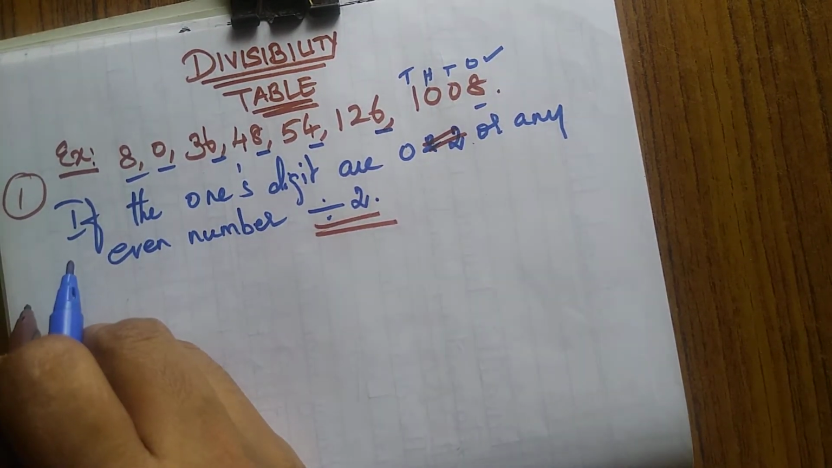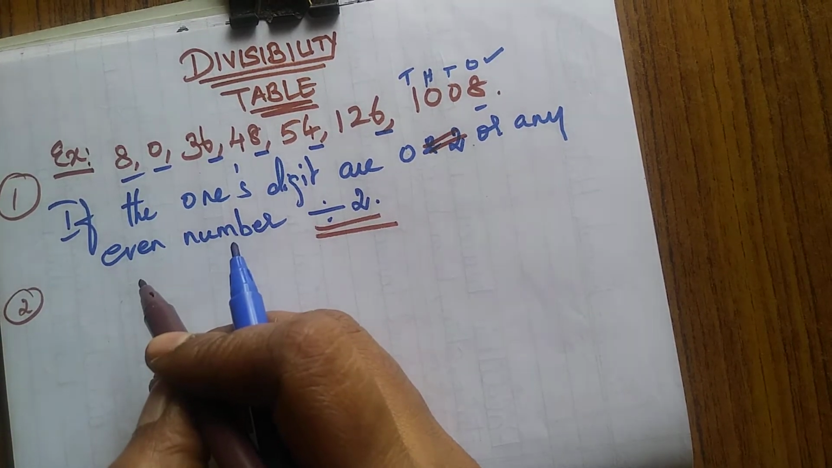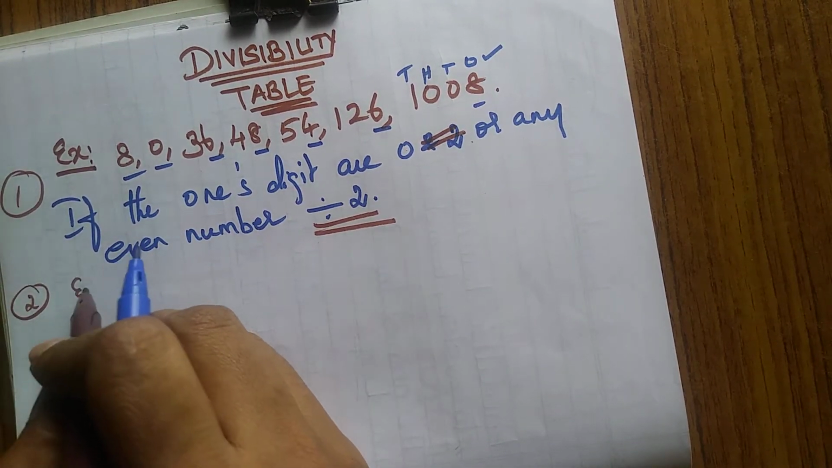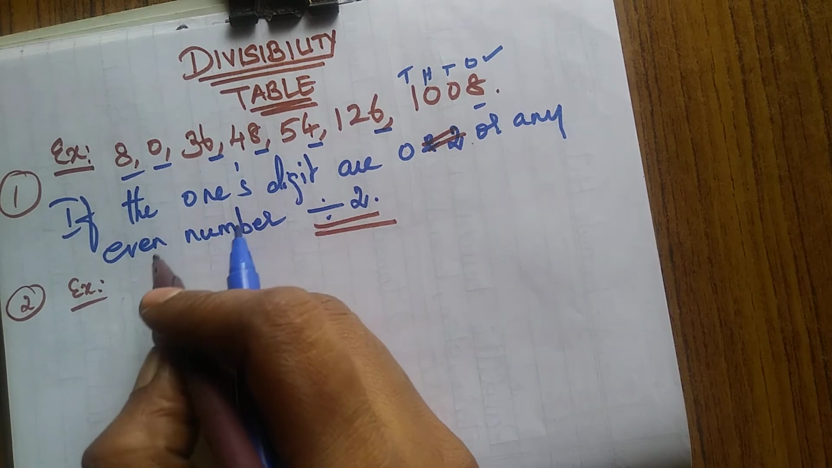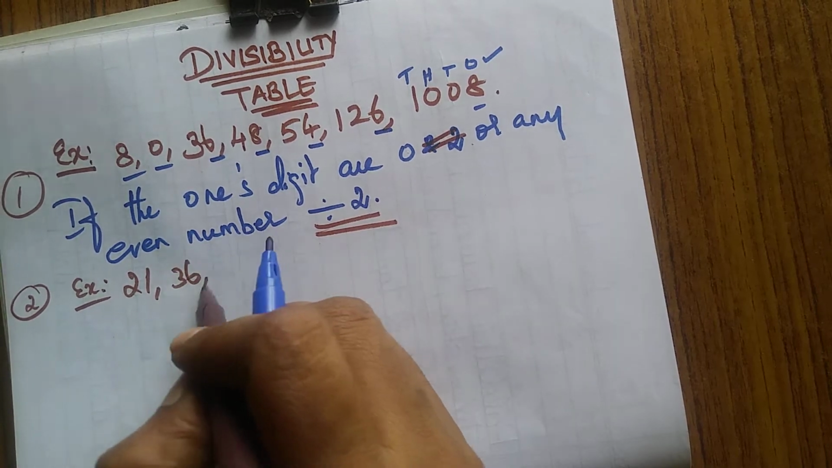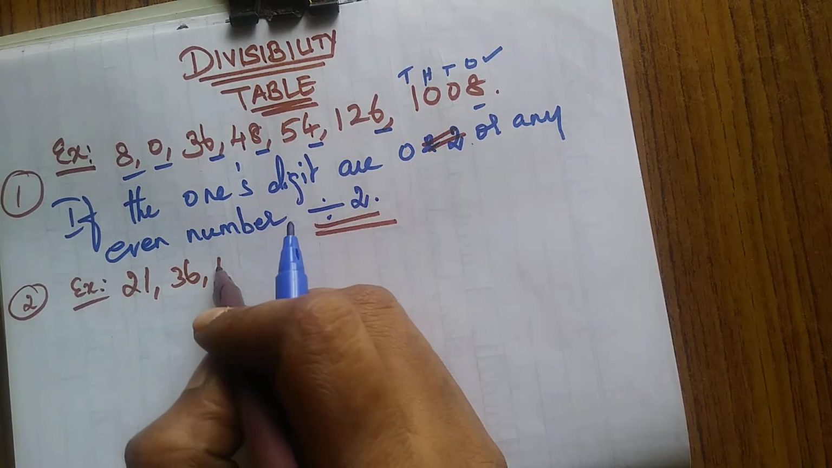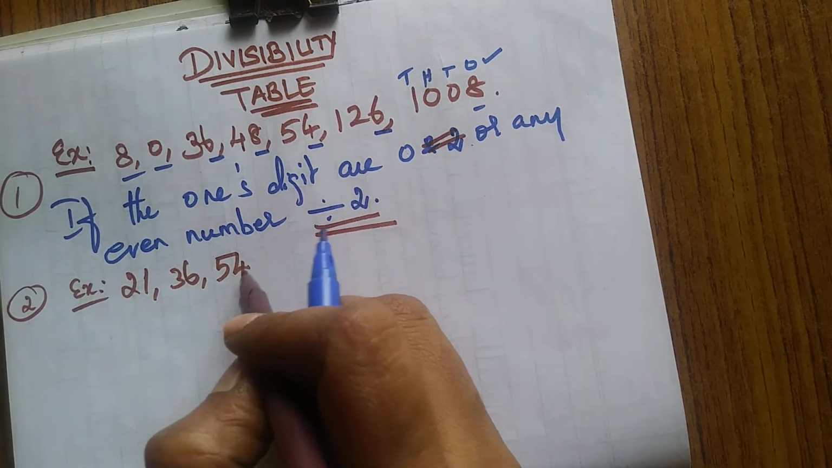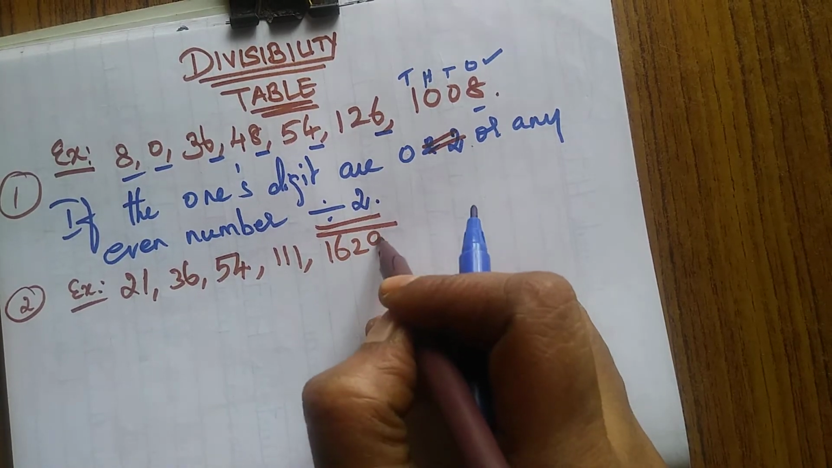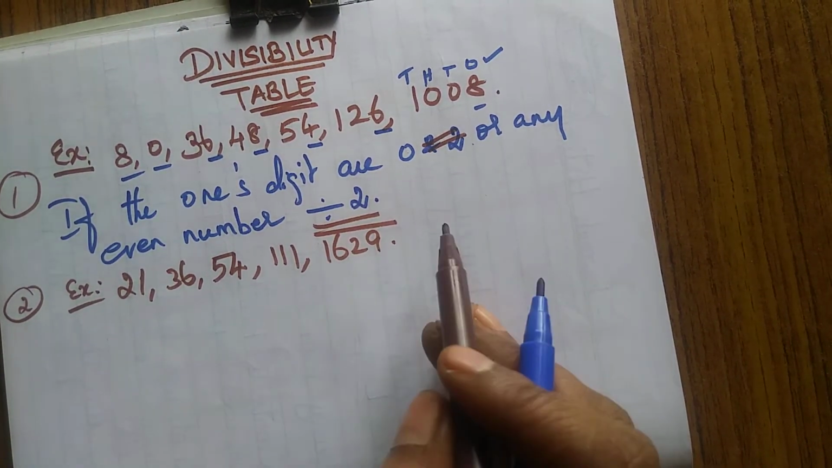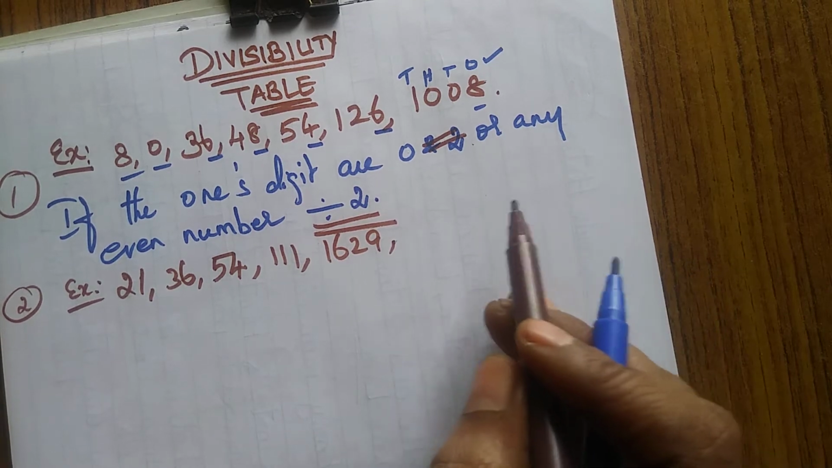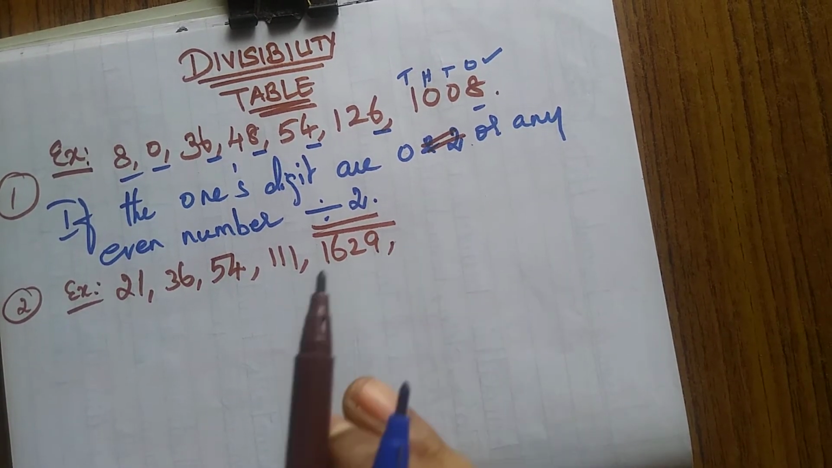And now the second rule: how can you say if a given number is divisible by 3 or not? For that I will write some examples, children. Let us start with 21, 36, 50, 54, or 111, or a little bigger number like 1629. These are examples of two-digit, three-digit and four-digit numbers. You can also try any five or six-digit number. But what is the rule here?